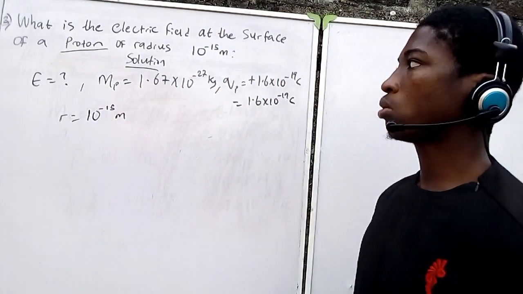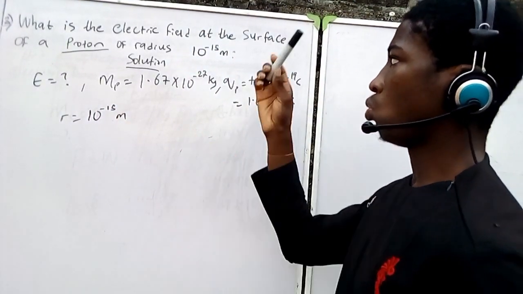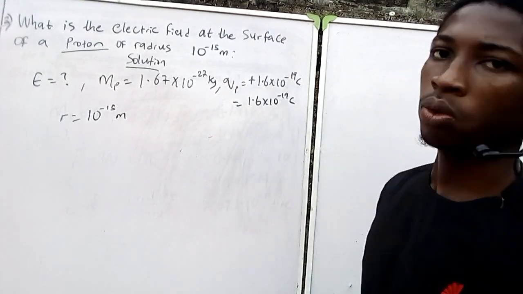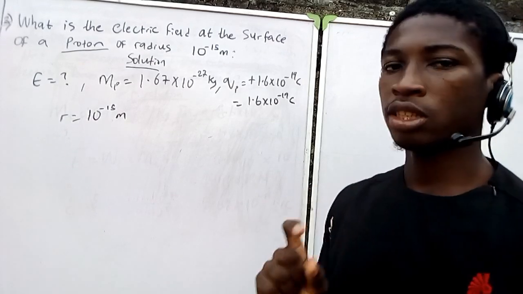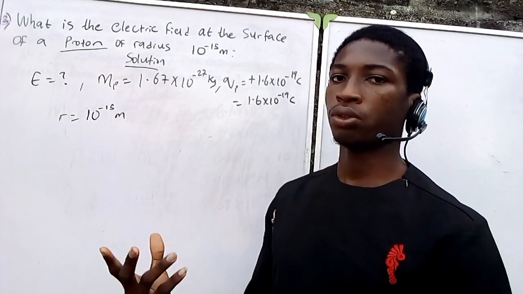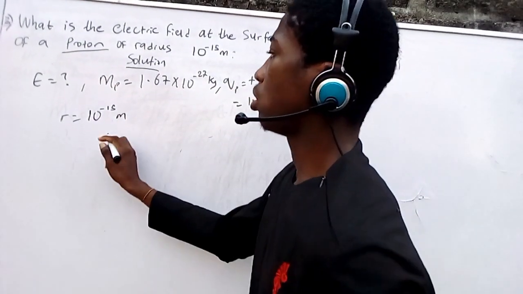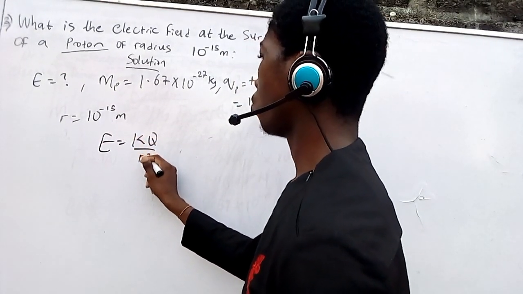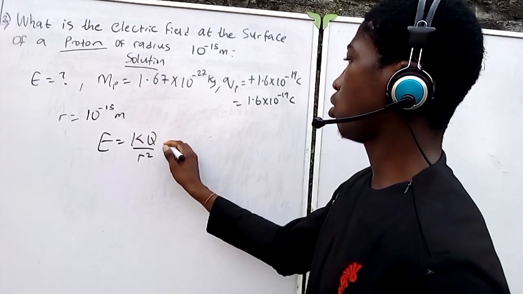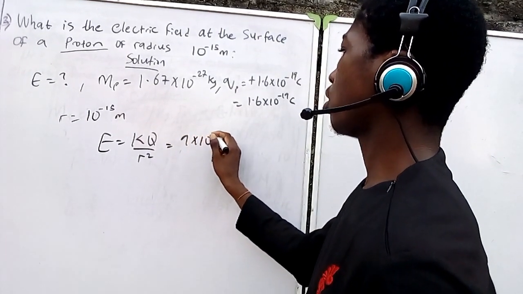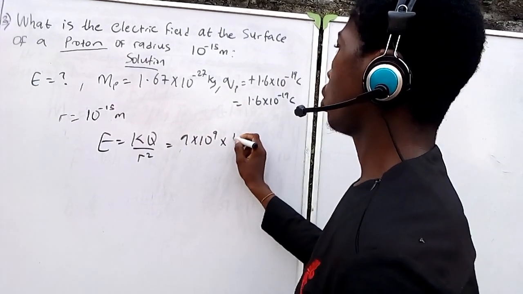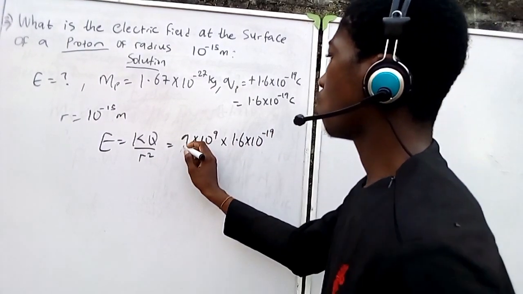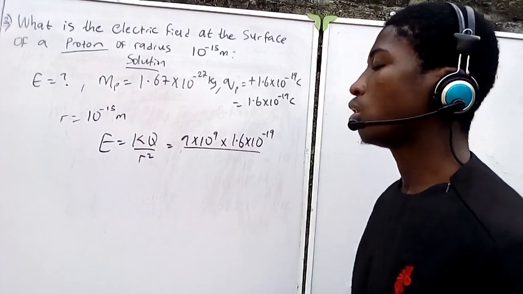What equation relates the electric field with the radius and with charge or mass? For mass, we don't really see anything. But remember that this is a particle emitting an electric field. And the formula for that is the electric field E equals K Q over R squared. What's K? 9 times 10 raised to the power 9. What is my charge? 1.6 times 10 raised to the power negative 19. All divided by R squared, where R is 10 to the power negative 15.